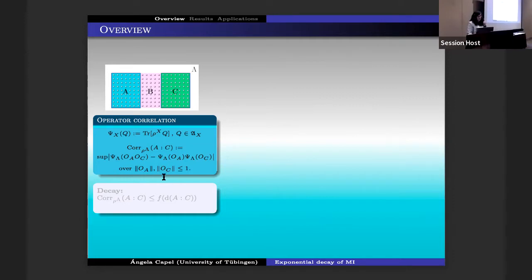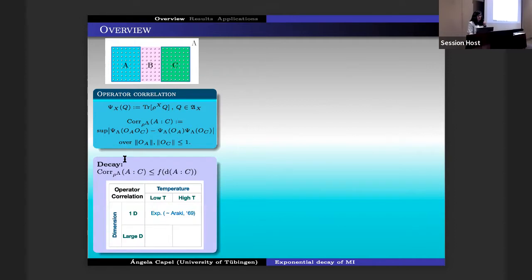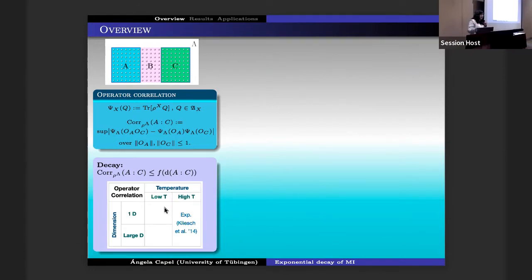When we take this notion, what we want to do is study the decay. Essentially, we need to study some function of the distance between A and C that bounds the correlation function of this Gibbs state between A and C. The first result that we find in the literature is not quite what we are looking for. It goes back to the seminal paper of Araki of '69. He proves some exponential decay, but it's not exactly what we are looking for. We will go to the details later. What is exactly what we are looking for is a paper that appeared in 2014, many years later, where Kliesch et al. proved that there is exponential decay. So this function can be taken to be an exponential decay.